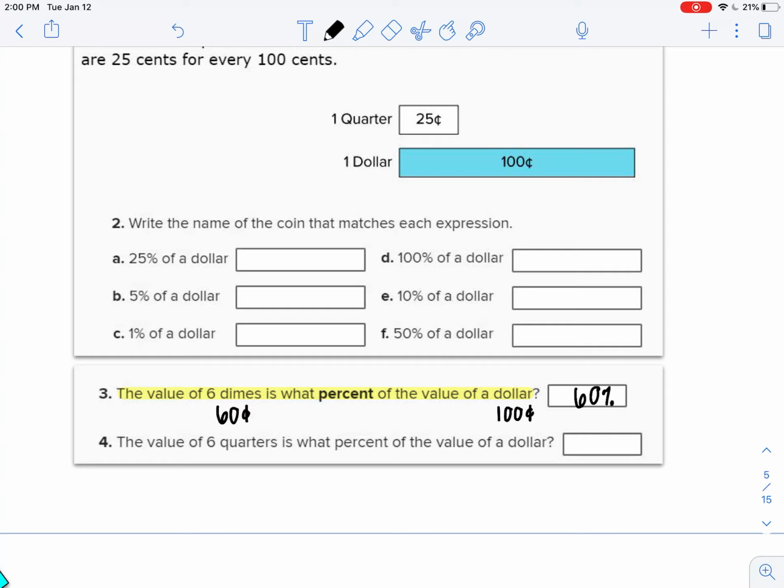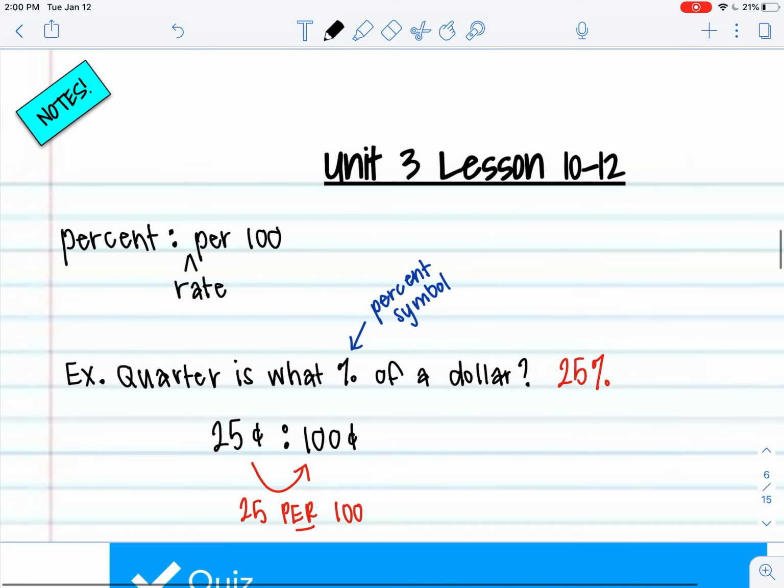of $1. And a lot of people kind of just knew this intuitively, meaning off the top of their head. But let's talk about why that's true. Percent simply means per 100 or the rate per 100. So you can think of it almost like an equivalent ratio where the first number is the percent and the second number is the 100.